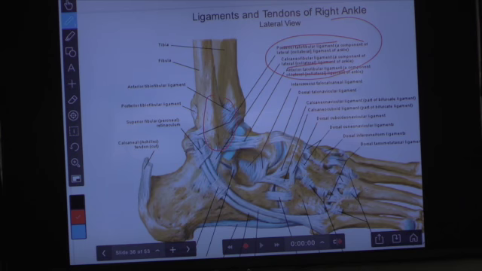Dr. Moore actually uses the word subluxation. He says these ligaments prevent this bone from subluxating. So there are four parts. We have posterior talofibular, calcaneofibular, and anterior talofibular. They are all part of the collateral ligament of the ankle. So all these are collateral ligaments of the ankle.